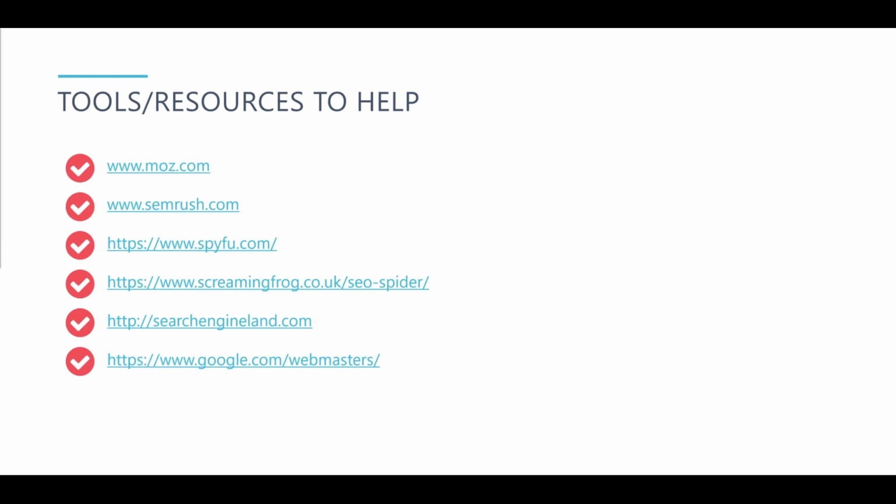SpyFu, from my understanding, uses a SEMrush API backend. They do offer some unique things, but I wouldn't recommend using both. Try both and see which one you like best. Screaming Frog is a crawler from the UK. Highly recommend. I think it's like $150 a year, unlimited usage, and we use it in-house all the time. We'll talk about that later, because you want to crawl your website at least monthly to see if you have duplicate titles, meta descriptions, odd image tags, broken links, and so forth.